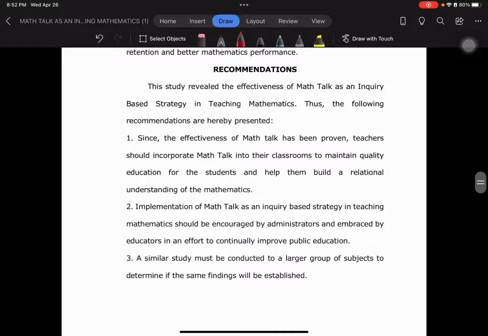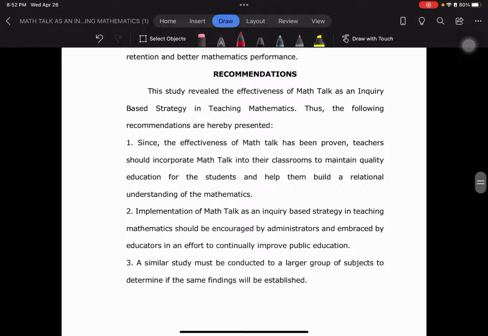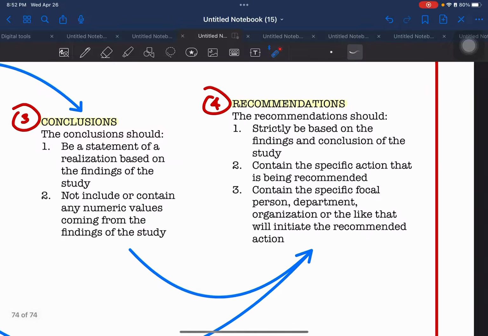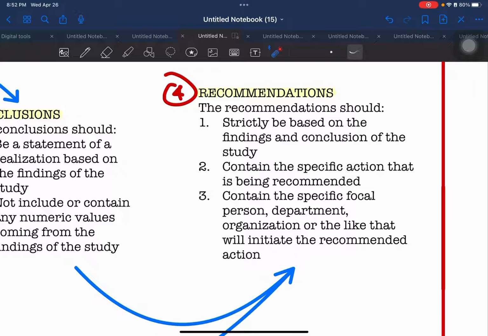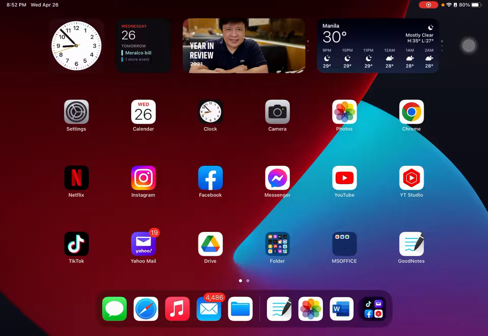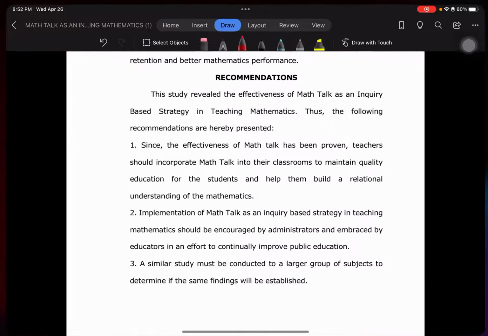Okay, now, under recommendation, I think the researcher only has 3 recommendations. And then let us review what we discussed under recommendation. So this should be strictly based on the findings and conclusion of the study. Okay? Number 2, should contain specific action, specific action that is being recommended. So let us try to observe if there is a specific action in the recommendation that is presented, and it should contain the specific focal person, department, or organization.